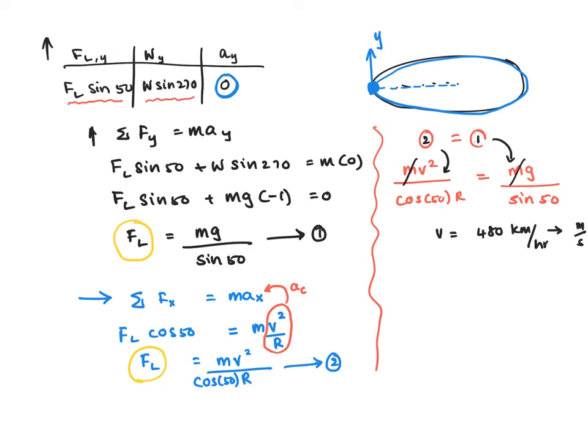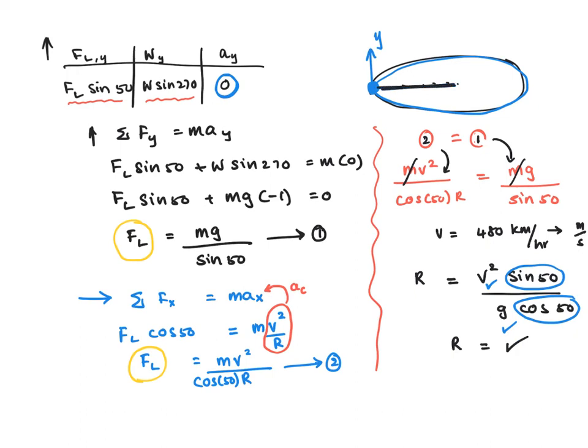And if you take r to one side, you will have r equals v square sine 50 over g cosine 50. I mean all these things you know. Sine 50, cosine 50, you can find them using the calculator. And v you know, g you know, we know pretty much everything on the right hand side. So you can find the value of the radius of the circle that the plane is making in uniform circular motion.